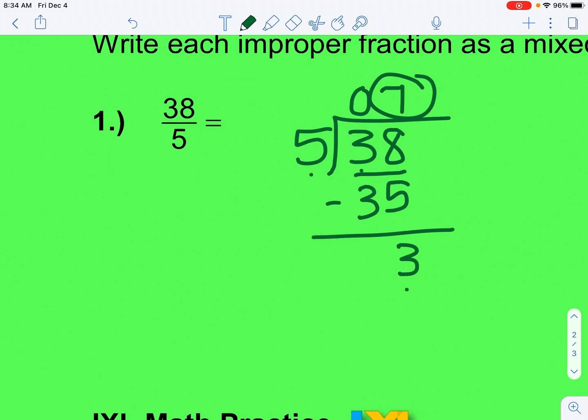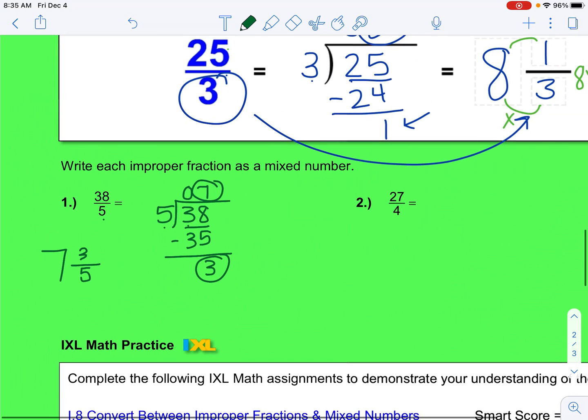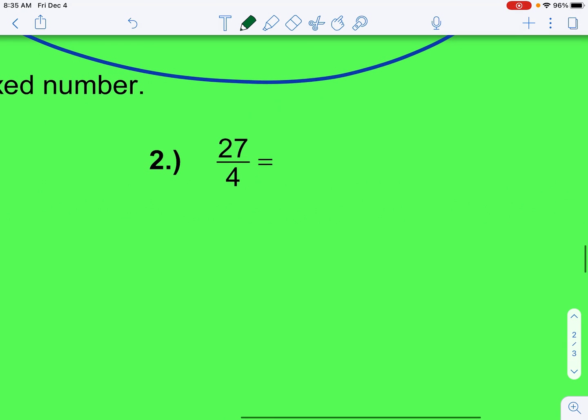So we had 7 full whole numbers. But we had 3 left over, so that's our numerator. And our denominator is what it was in the problem, which is 5. So 7 3/5.